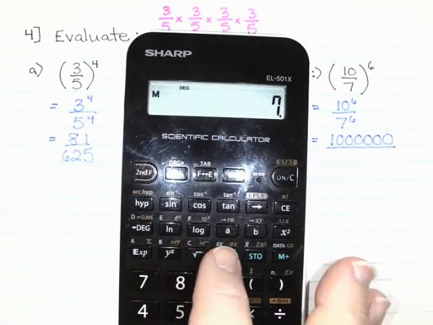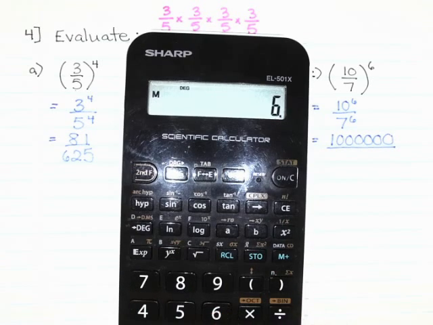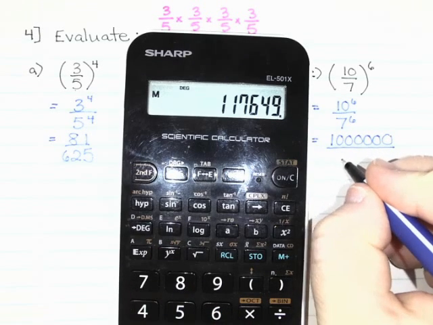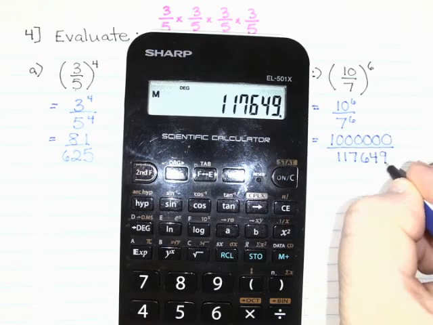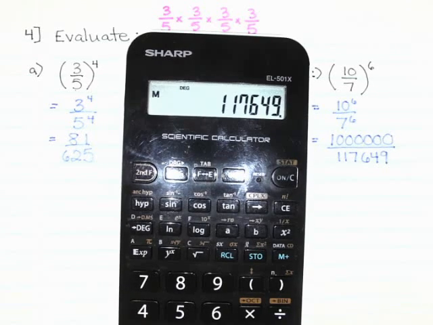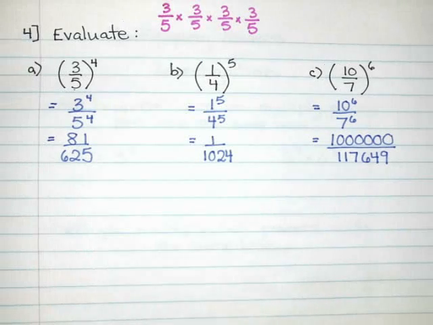And then 7 to the power of 6, I don't have a shortcut for that. That is 117,649. And that's how you evaluate exponents with fractions.